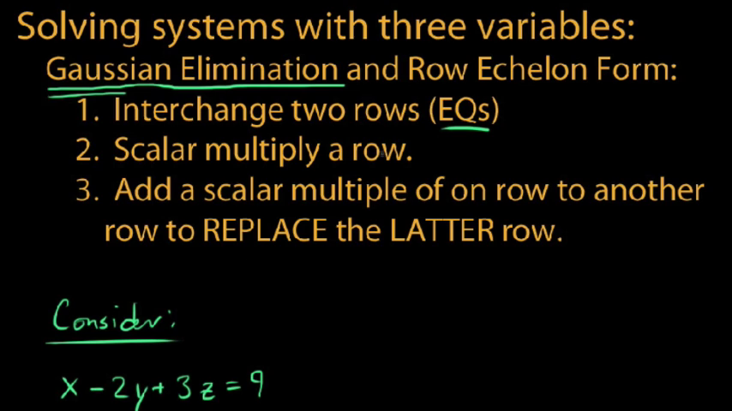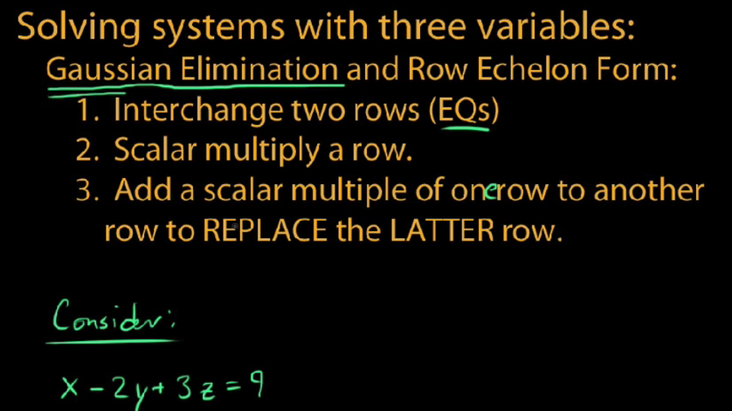And then the third move is this, and we're going to use this one constantly. We say add a scalar multiple of one row to another row to replace the latter row. So basically we're saying we didn't do anything to the original row, but we're replacing the second row that we, quote unquote, added that first row onto, or the scalar multiple of the first row onto.